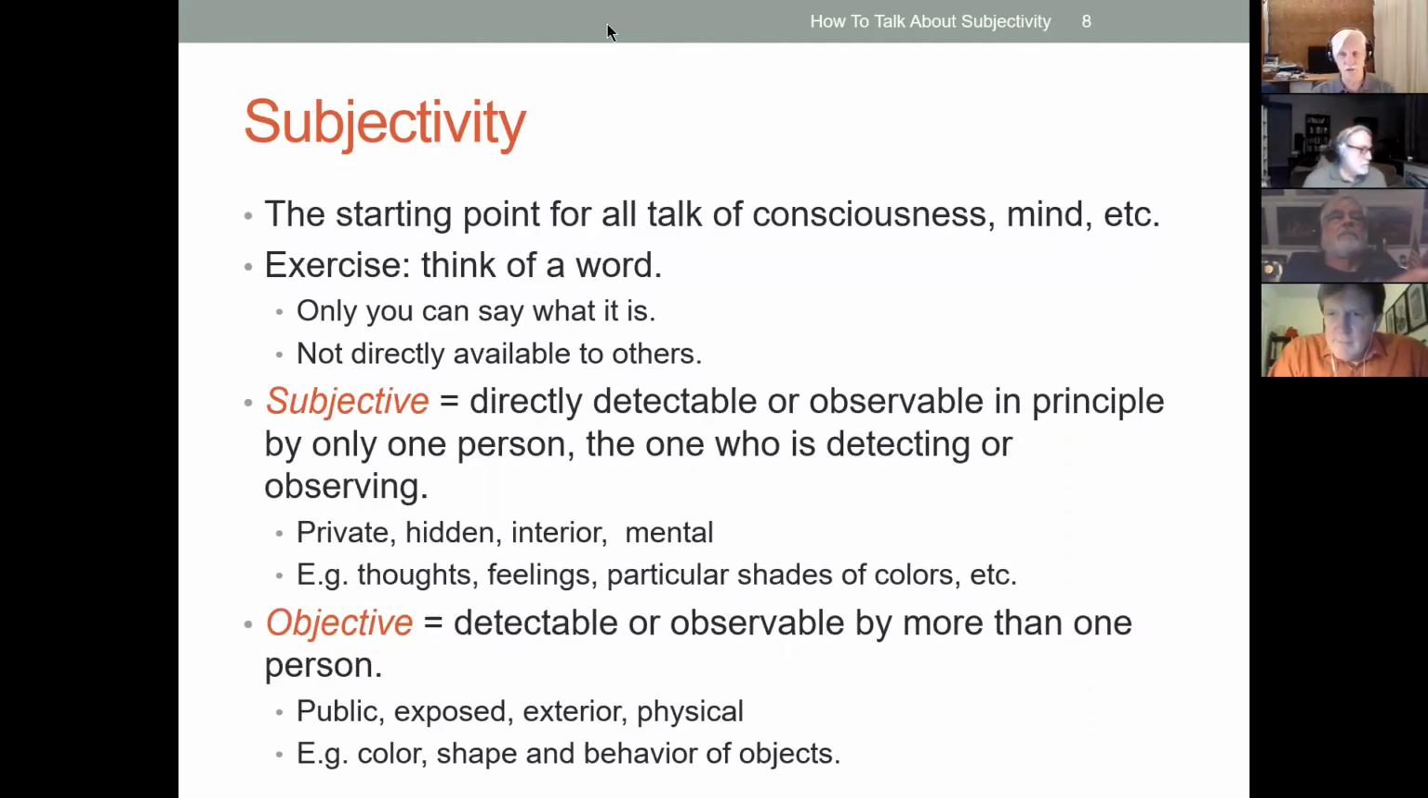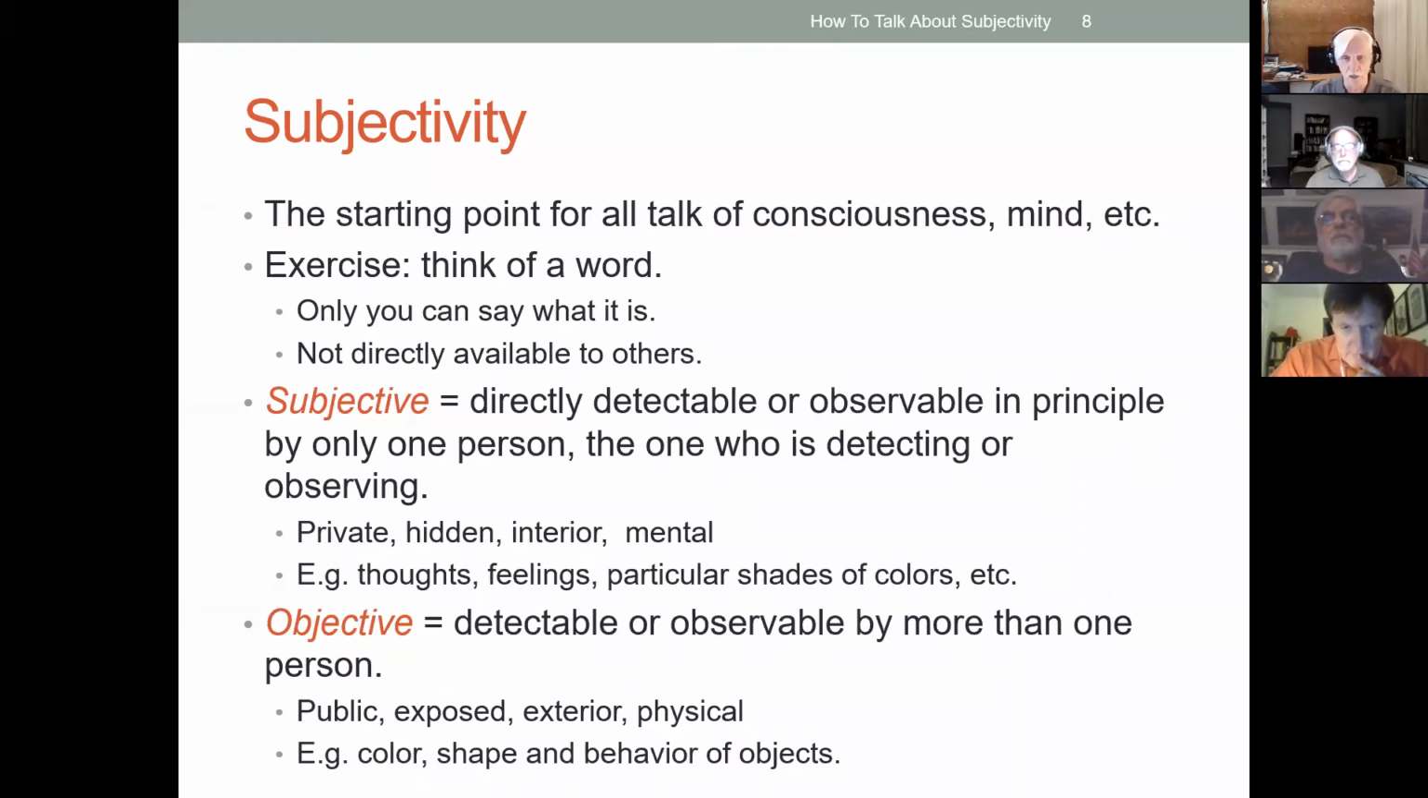This illustrates what I mean by the term subjectivity. I want to say subjectivity is the starting point for all talk of being conscious, mind, and so forth. So when we think of something and nobody else knows what it is, that's subjective. It's directly detectable or observable in principle by only one person, that is to say, the person who is detecting or observing. So I know what I'm thinking of, James Cook knows what he's thinking of, Leonard Huff knows what he's thinking of, everybody knows what they're thinking of, but nobody else knows what they're thinking. It's private, it's hidden, it's interior, it's mental. So thoughts, feelings, particularly shades of colors, that's subjective. Now this may seem elementary, right? But I just want to get this down so that we build on it.